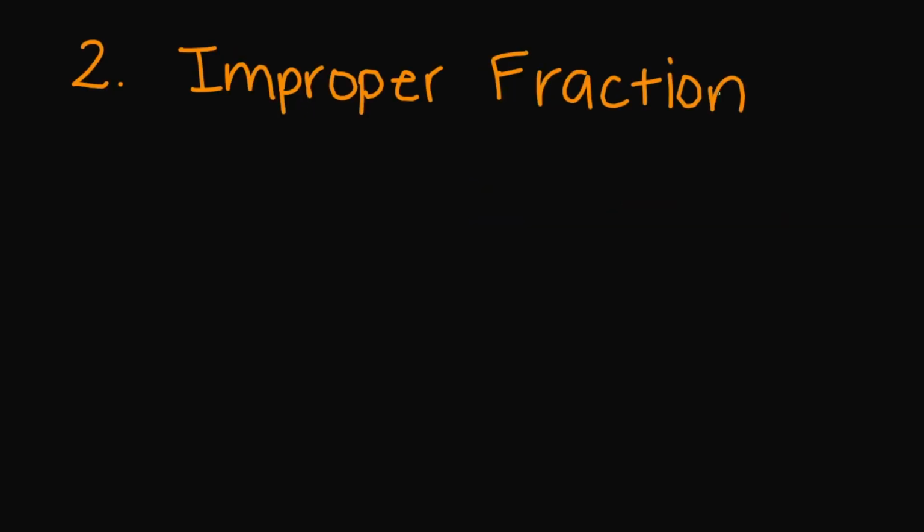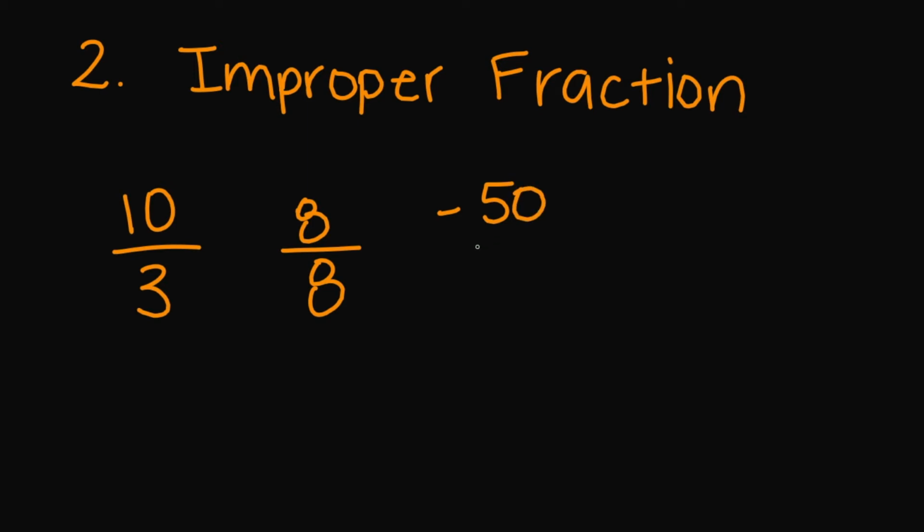Next, we have improper fraction. This is the opposite of a proper fraction. So improper fraction is when your numerator is bigger than or equal to your denominator. So for an example, 10 over 3 is an improper fraction. My numerator is bigger than my denominator. 8 over 8 is also an improper fraction. For this one here, my numerator is equal to the denominator. Negative 50 over 2 is also an improper fraction. And then negative 25 over 5 is also an improper fraction.